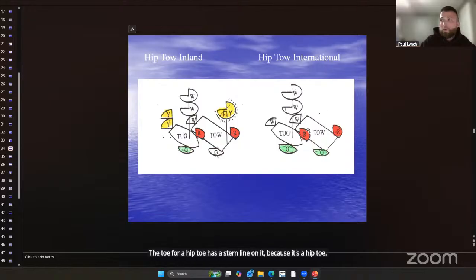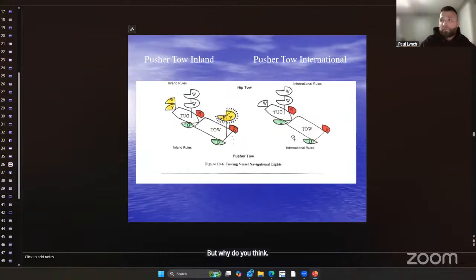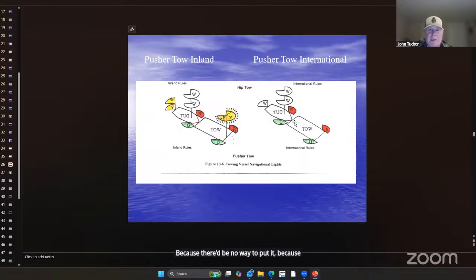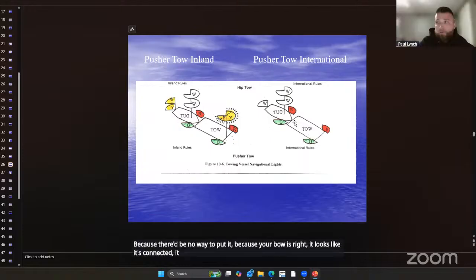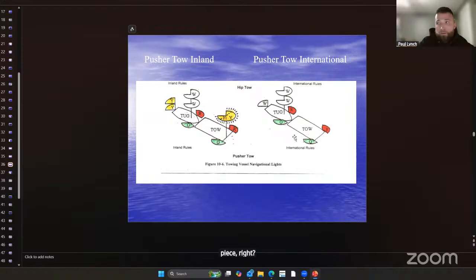But if it's a pusher tow, why doesn't this tow have a stern light on it? Why do you think? Because there'd be nowhere to put it, because your bow is right, it's connected, it's all one piece, right? Yes, but the main reason is you would blind the captain.